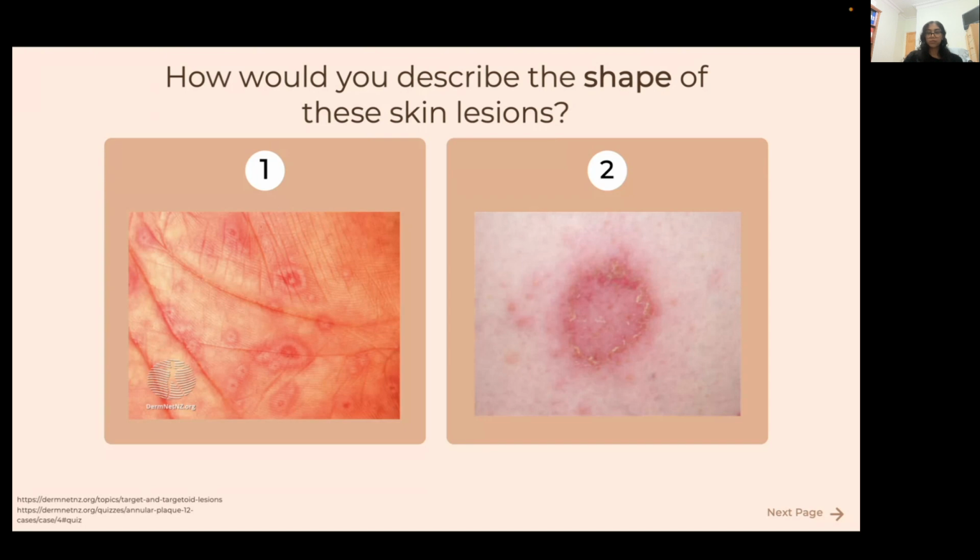So we have 1 target lesion, 2 annular. Nice, well done. I agree. So target lesion for the first one, we can see that we've got multiple rings of different colors. So some of these lesions, we can see 4 different rings. Whereas in the annular lesion, we can see the more pale center and then the more erythematous outside layer, which is how we would differentiate between a target lesion and an annular lesion. Cool.